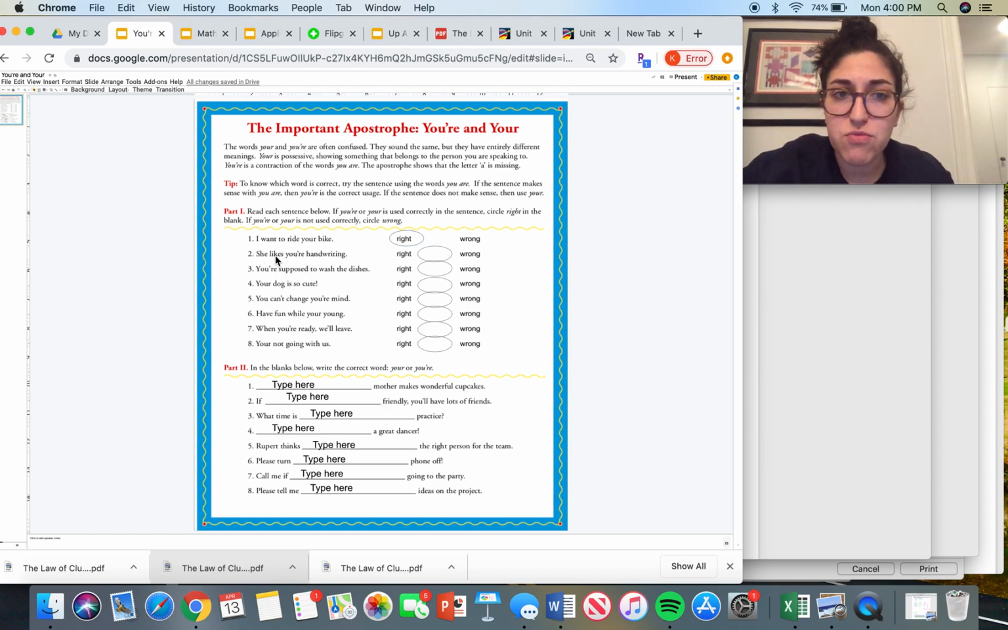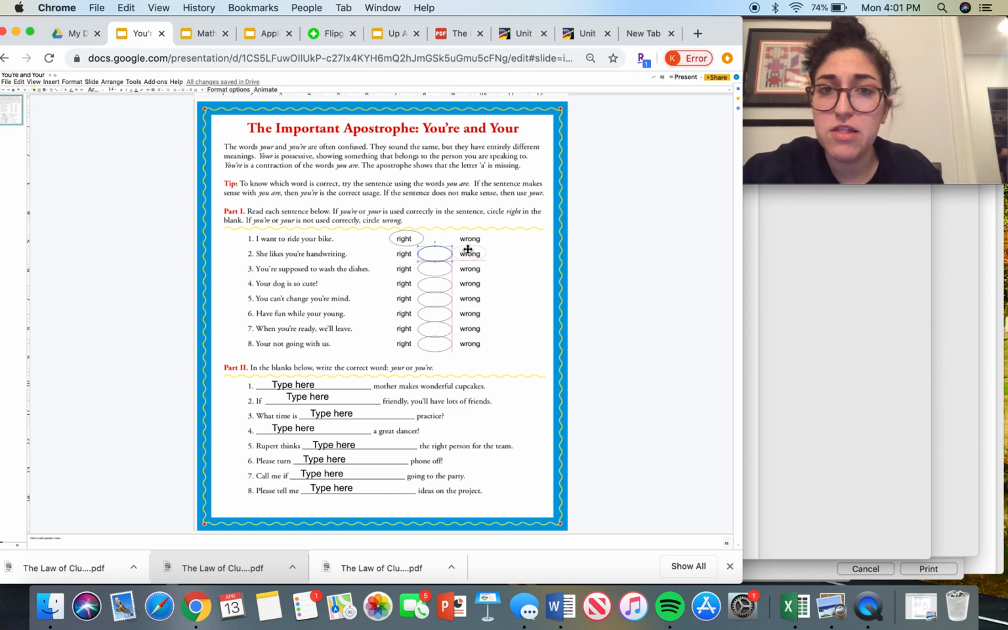Now let's read this second one. She likes your handwriting. And I see here that your has the apostrophe, which means I could replace it in my mind with the words you are. So let me read that again with that in mind. She likes you are handwriting? No, that doesn't make sense. It means that she likes your handwriting, the handwriting that belongs to you. So no, that's used incorrectly. I'm going to take the circle and I'm going to drag it over to wrong.